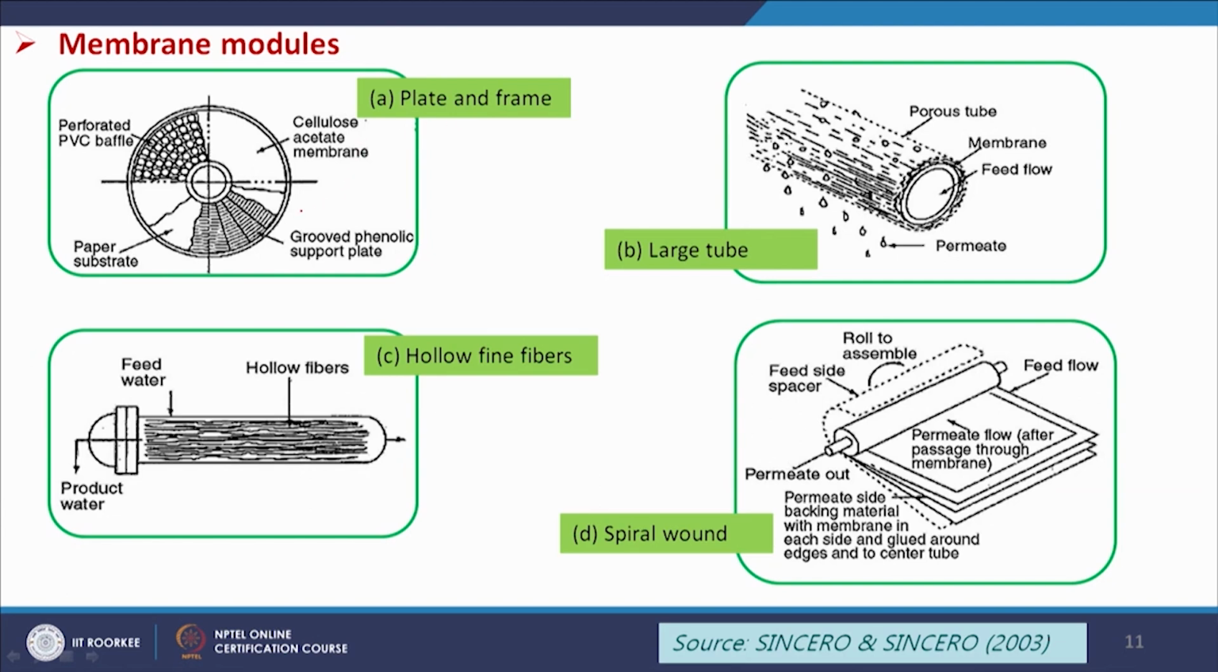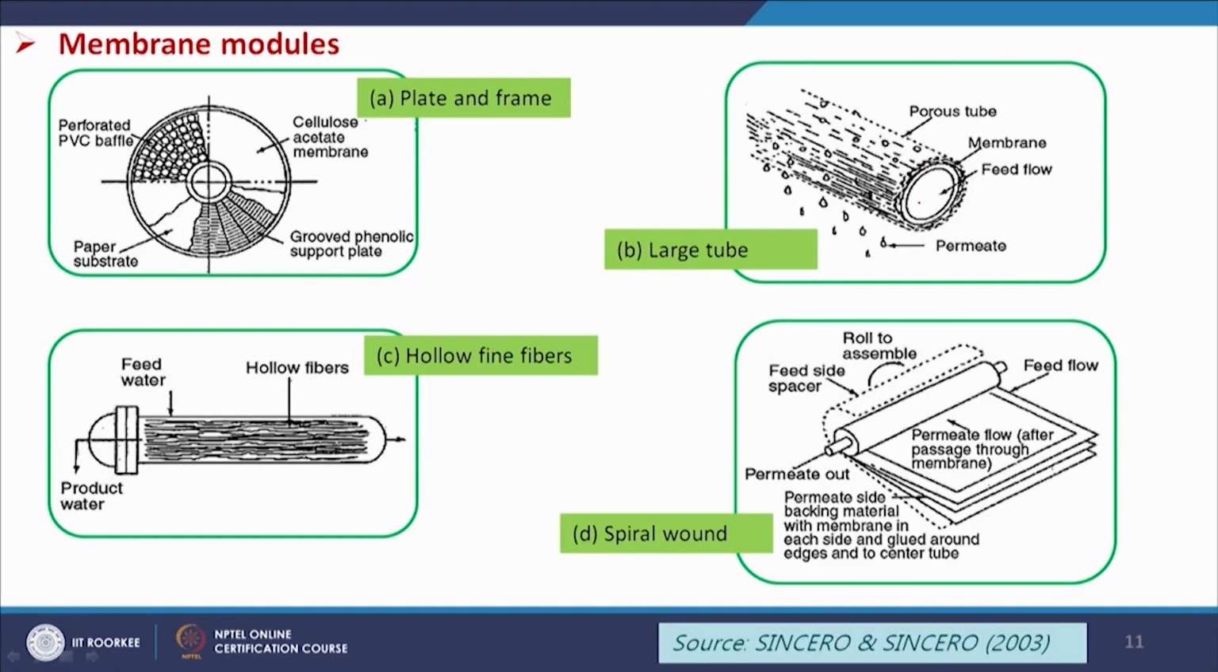That is a plate and frame, just like a plate and frame filter press, where we have one frame and another plate, and inside we have some membrane. So, that is one enlarged tube. We have a tube, the porous tube, and then either inside or outside we have a membrane. Then if the feed flow goes inside, we will get permeate from the outside of it. Then hollow fine fibers: here also it is similar, but the dimension is different in tubular and hollow fiber.